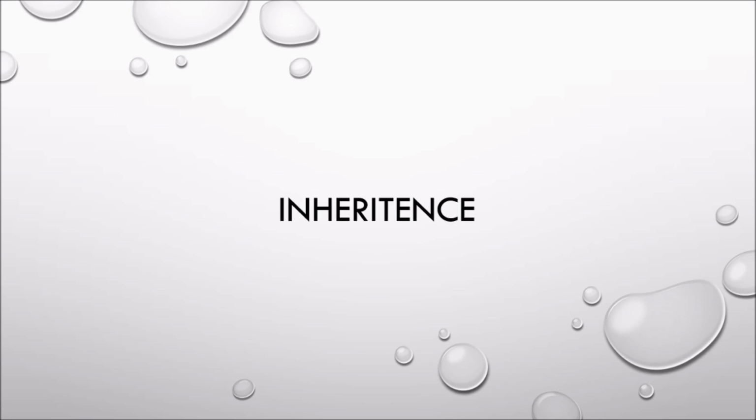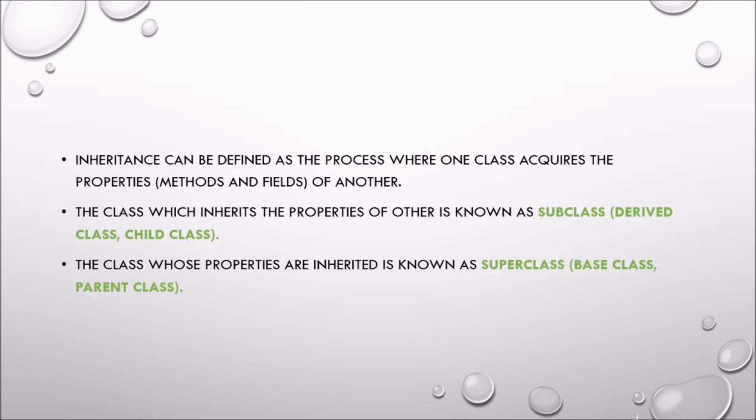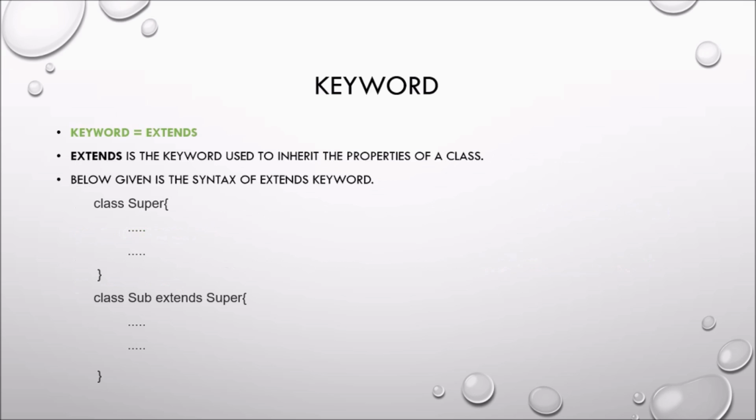So let's begin by finding out basically what inheritance is. Inheritance can be defined as the process where one class acquires the properties, methods and fields of another. The class which inherits the properties of the other is known as subclass, derived class, child class. The class whose properties are inherited is known as superclass, base class or a parent class.